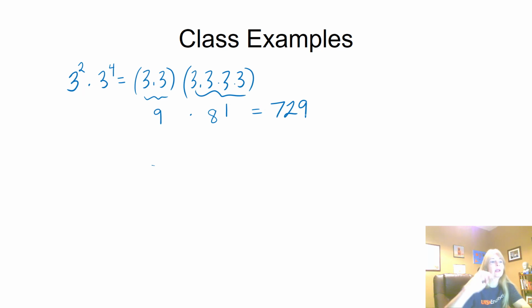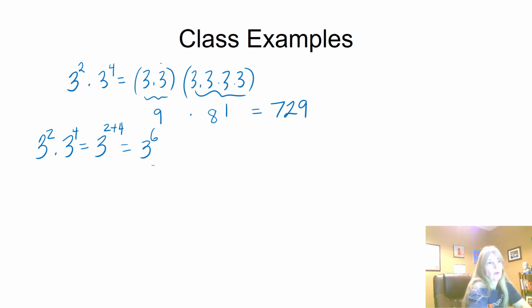So no big deal, right? Well, again, if you use the nice little shortcut, you could say 3 squared times 3 to the 4th power is the same thing as, remember, we add the exponents. So 3 to the 6th power. And if you look up here, 1, 2, 3, 4, 5, 6, you can kind of see that it works, right? And you get your answer.